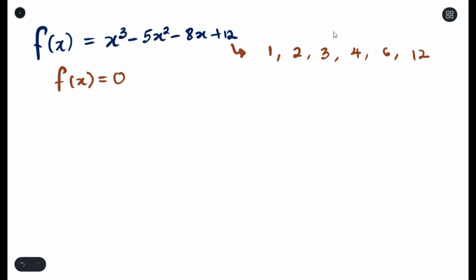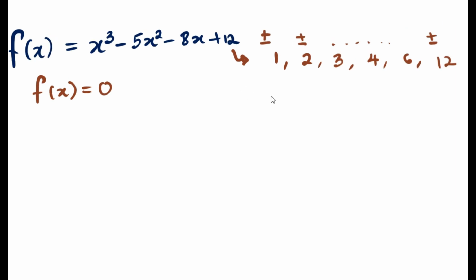Not only do you substitute the positive value, you would also substitute the negative value into it. So I'm going to substitute plus and minus 1, plus and minus 2, and so on and so forth until you get here, which is plus or minus 12. Now, you don't need to substitute everything. You need to keep substituting until you get to the first one that gives you a 0. And that's what we're going to take as our factor.